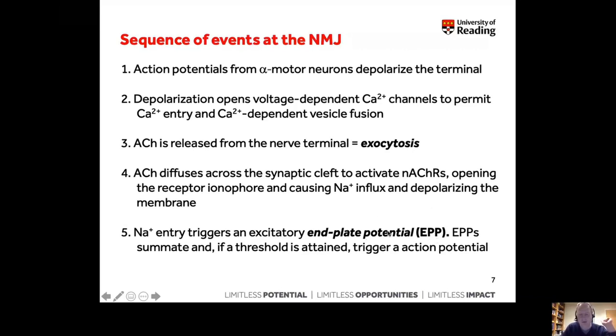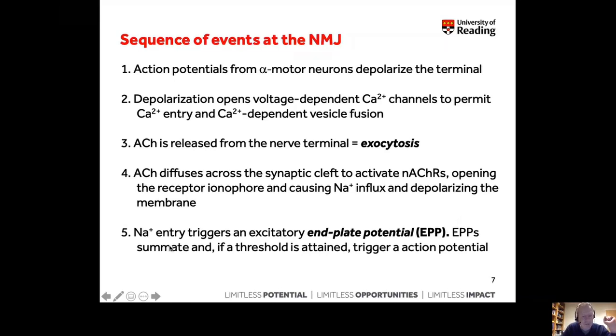So exactly the same. In this case, we've got a nerve communicating with a muscle instead of a nerve communicating with another nerve. Nerve to nerve would be an EPSP. Nerve to muscle is an EPP, end plate potential. So just make sure you recognize these terms and that they're different to an action potential. That's a good thing to remember.